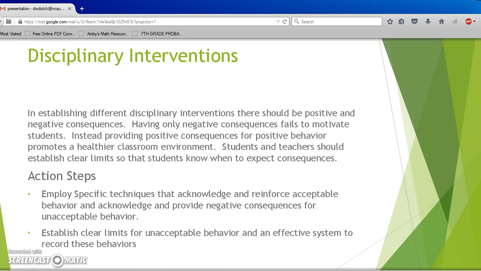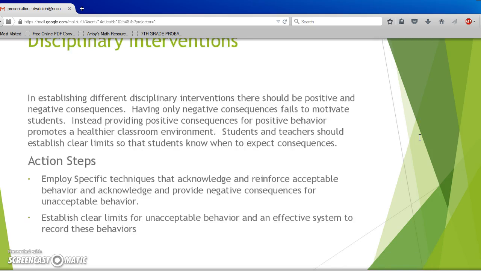Disciplinary interventions is the second effective classroom management topic covered in the book. In establishing different disciplinary interventions, there should be positive and negative consequences. Having only negative consequences fails to motivate students. Instead, providing positive consequences for positive behavior promotes a healthier classroom environment. Students and teachers should establish clear limits so that students know when to expect consequences.